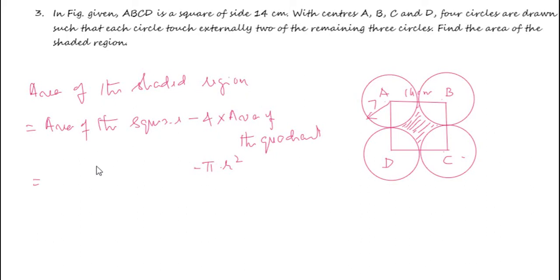Now area of the square of side 14, so 14 into 14 minus pi r square, so it is 196 minus pi 22 divided by 7 into 7 into 7, 7 cancels, so it is 196 minus 154, that is 42 centimeter square is the area of this shaded region.